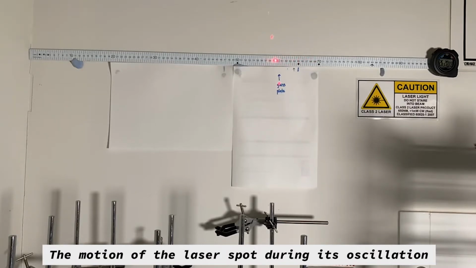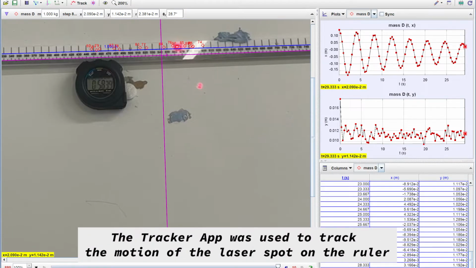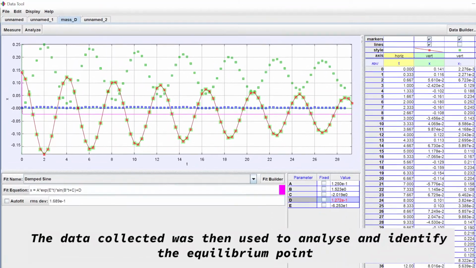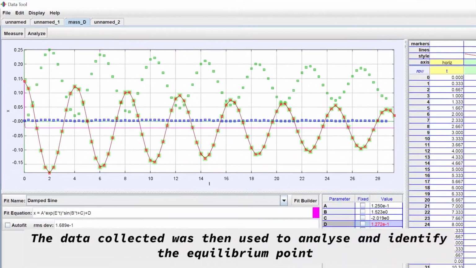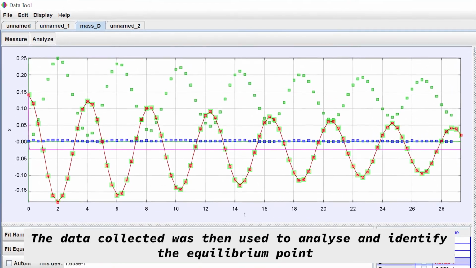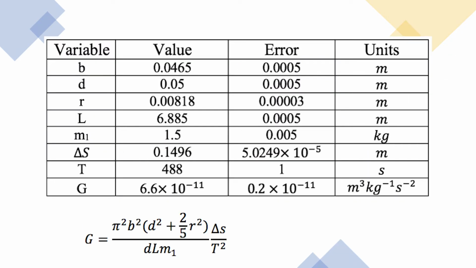From these oscillations, two separate equilibrium points were determined using the tracker software, with the difference between these two points equaling around 0.15 meters. Each rotation of the torsion pendulum and the oscillation of the laser spot resulted in two unique damped sine functions. These functions rotated around separate equilibrium points, with a difference of approximately 0.15 meters. The first oscillation period is represented as the green sine function, and the second oscillation period is represented as the red sine function. This table summarizes all of the values found in this experiment, including the gravitational constant, G.